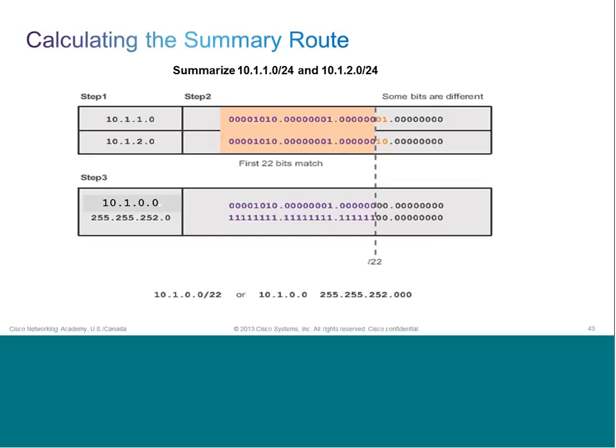This summary address actually summarizes 4 networks: 10.1.0.0/24, 10.1.1.0/24, 10.1.2.0/24 and 10.1.3.0/24. So in the example, this would be our summary, and we came up with that in 3 different steps. You would be matching 4 networks, even though only 2 networks exist.